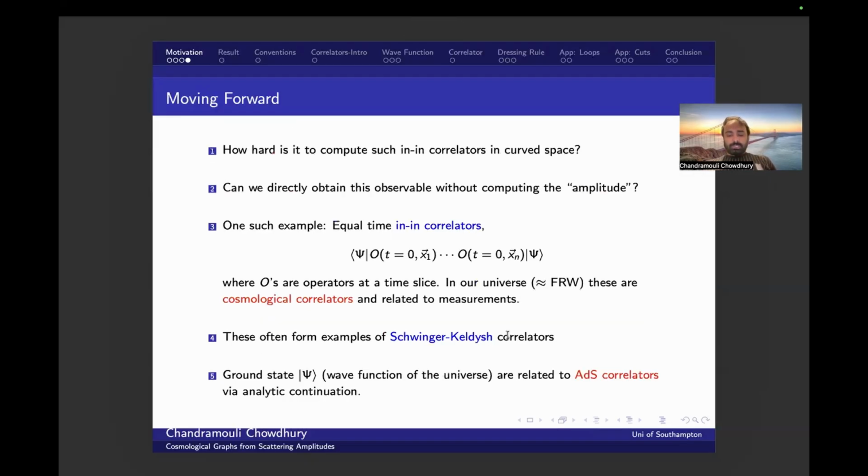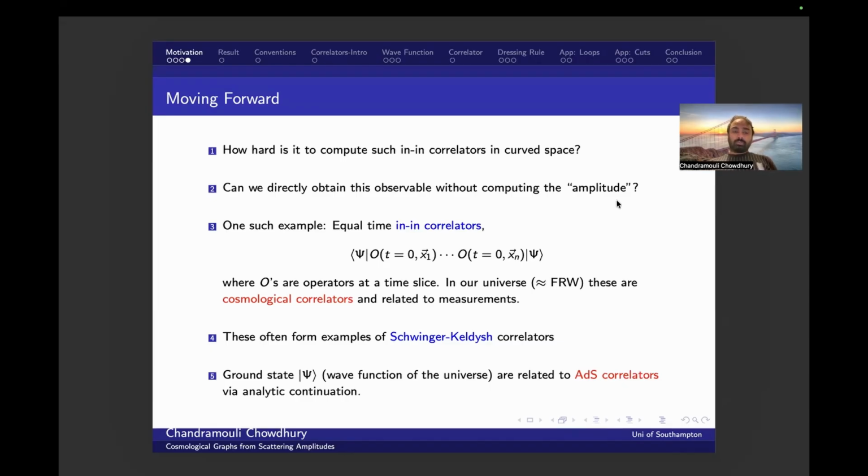So moving forward, the kind of questions that I'd like to focus on in this presentation is how do we think about observables in curved space? Some examples of in-in correlators. And can we get these observables directly without having to compute the analog of the amplitude? For instance, can you compute the scattering cross-section in flat space without having to compute the S matrix? That's the kind of question we'll be asking.